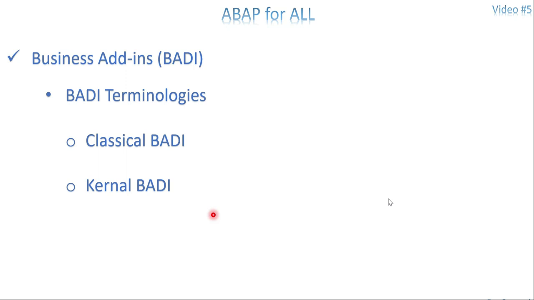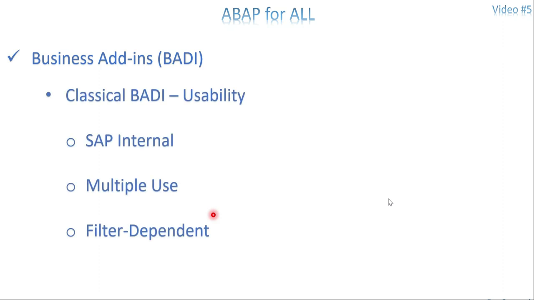Let's see a few points on it, and you can understand these two a little better. Here, classical BADI usability. If you take any classical BADI at the definition level, there are options called SAP internal, multiple use, and filter dependent. SAP internal means SAP itself decided this is going to be used only at the SAP product level, not the customer level. If this option is selected, as a developer you're not able to implement your own custom code for this particular BADI.